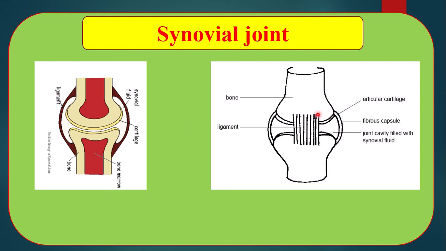Follow picture number 2. This structure is ligament, which helps to attach the two bones. That means this is the synovial cavity filled with synovial fluid, both ends of the bone are attached with cartilage, and the two bones are connected to one another by ligament.